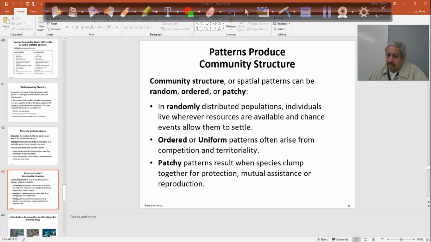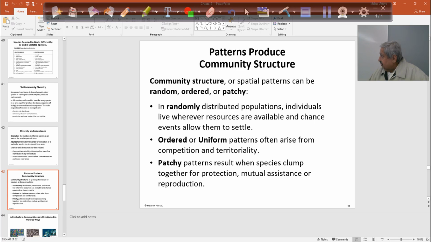Ordered or uniform patterns often arise from competition and territory capturing. So those are ordered or uniform. Patchy patterns result when species clump together for protection, mutual assistance, or reproduction. So those are community structures.